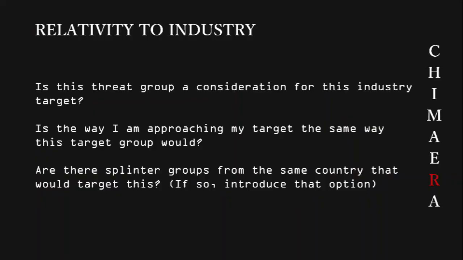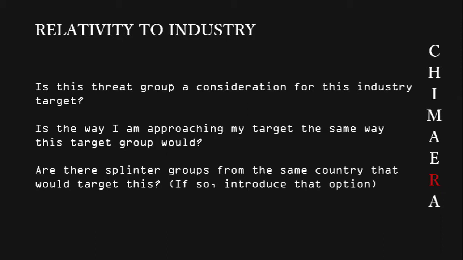This is another point that we want to bring up. Deviant Ollam gave a very fantastic talk on red teaming and why sometimes he does not consider his own assessments as red teaming at the SANS ICS Summit in 2018. He mentioned one of the key indicators of a red team assessment is relativity to the industry or client that you are conducting the assessment for. Some questions to ask that he said were, is this threat group a consideration for this industry target? Is the way I am approaching my target the same way this target would? And are there splinter groups from the same country that would target this? If so, introduce those options.